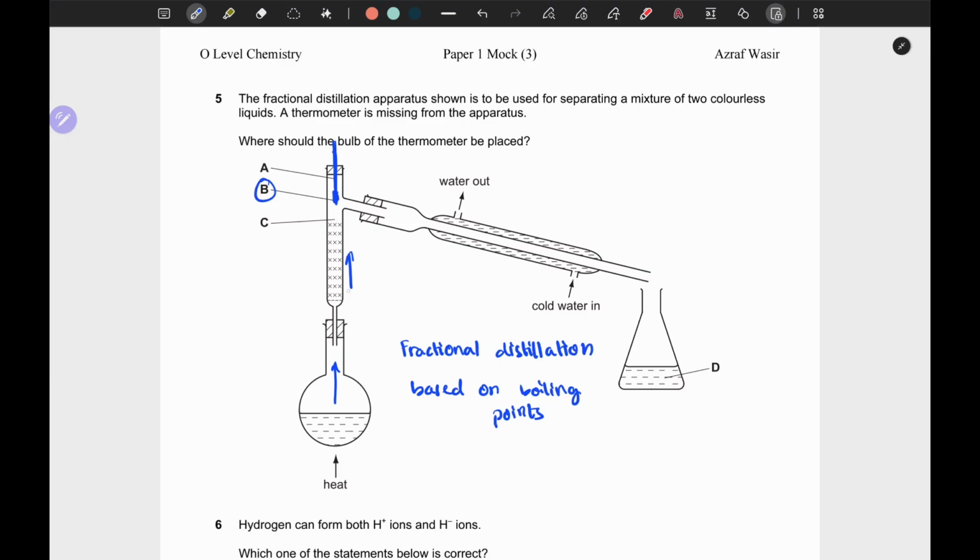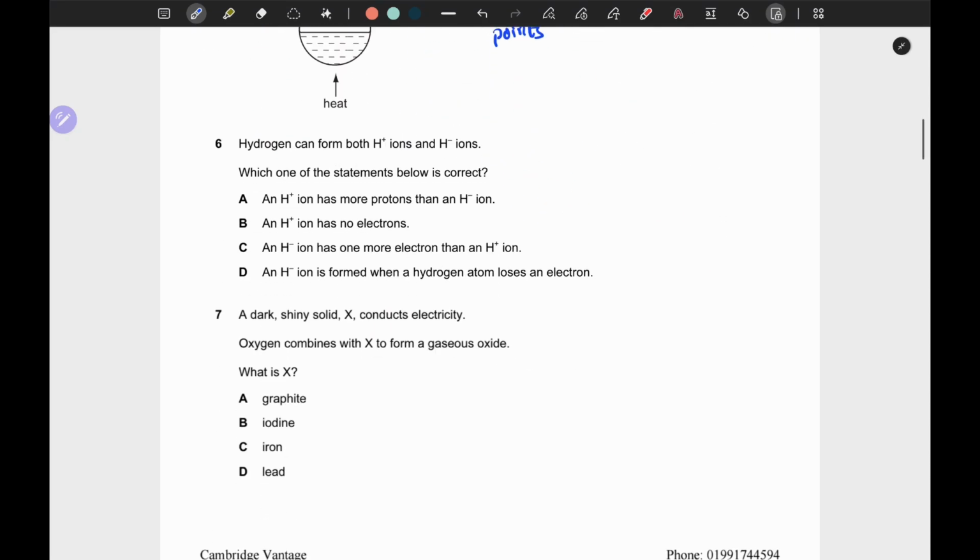C would be too low, because let's say if some of the gas of the other liquid did evaporate, it might reach C and then you'd again get a false reading for the temperature. So that is why B is the point that's most ideal, and D doesn't make any sense. Why would you measure the temperature of the liquid afterwards?